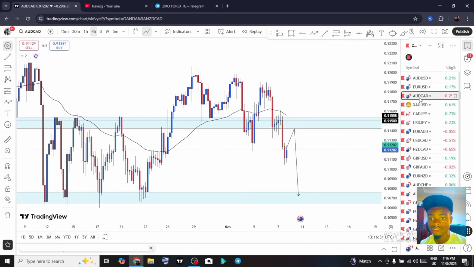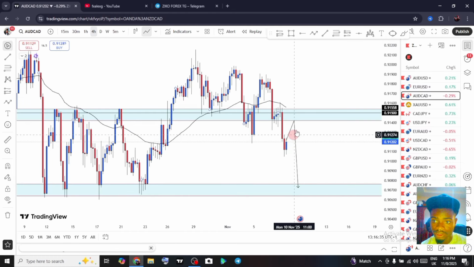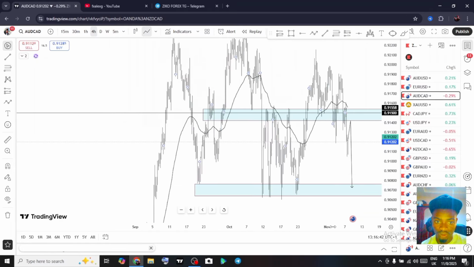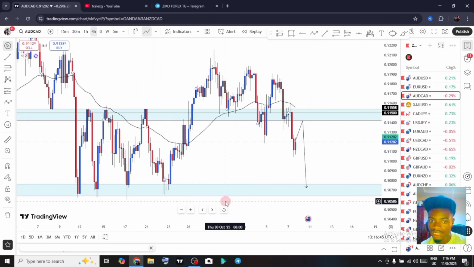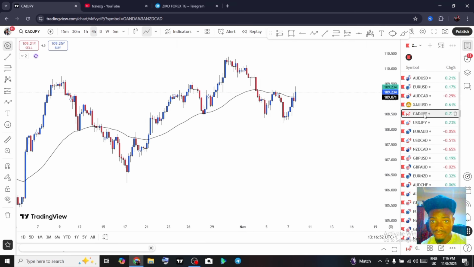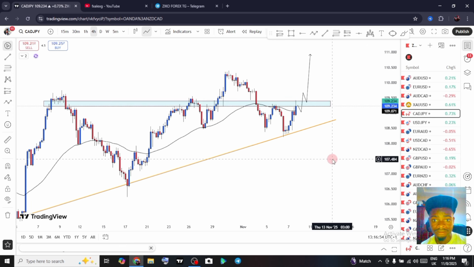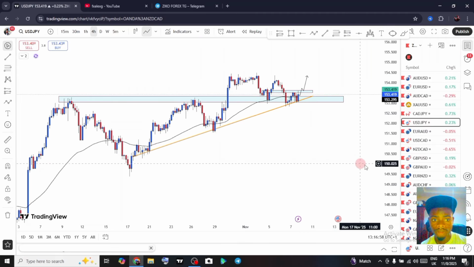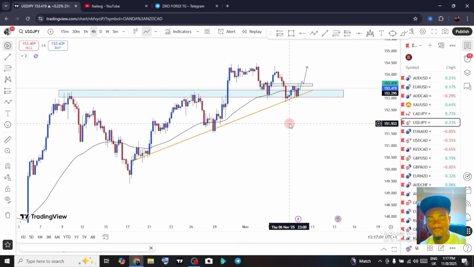Then the last pair is AUDCAD, right? We are just looking for a retest to sell. For some reason, I actually like AUDCAD, even if it's not one of the best from what I just finished analyzing, right? But AUDCAD, man, it looks good to me, right? It's something I can put my money on. Then we might actually be looking at CADJPY for buys and USDJPY for what? For buys. So let's just add them for this week, right?